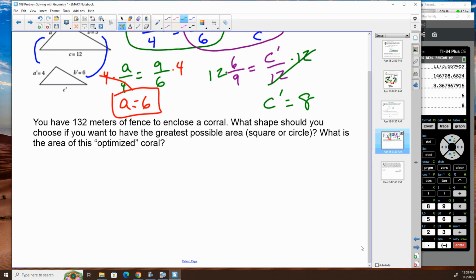Okay, so another problem. You have 32 meters of fence to enclose a corral. What shape should you choose if you want the greatest possible area? A square or a circle? What is the area of this optimized corral?